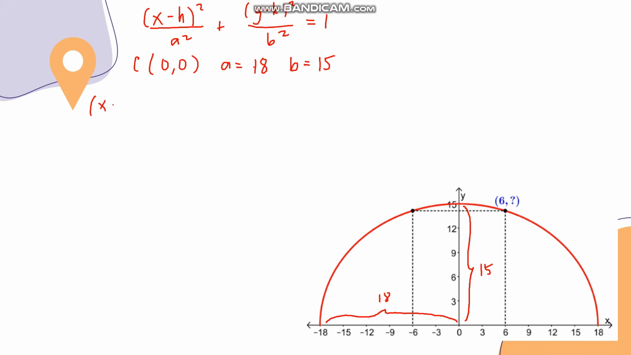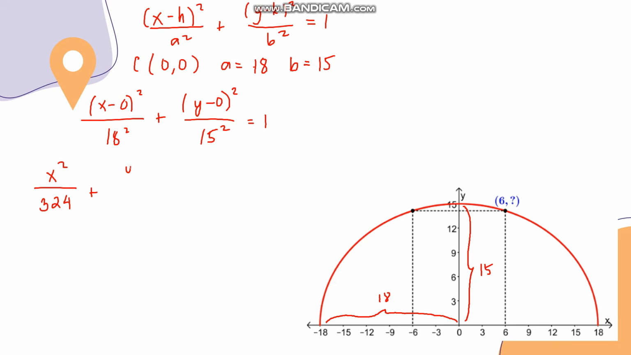So we have (x minus 0) squared over a squared, so 18 squared, plus (y minus 0) squared over 15 squared equals 1. Then simplify this: x squared over 324, since 18 squared is 324, plus y squared over 225, since 15 squared is 225, equals 1. So this is now the equation of the ellipse that represents the tunnel. If we continue, this is a whole ellipse.